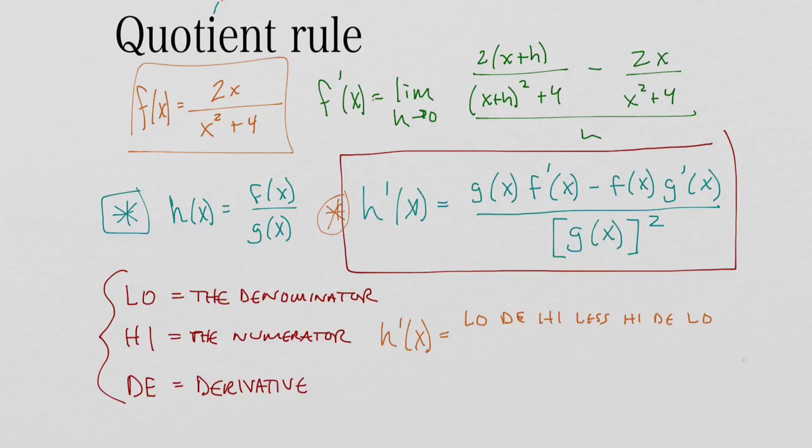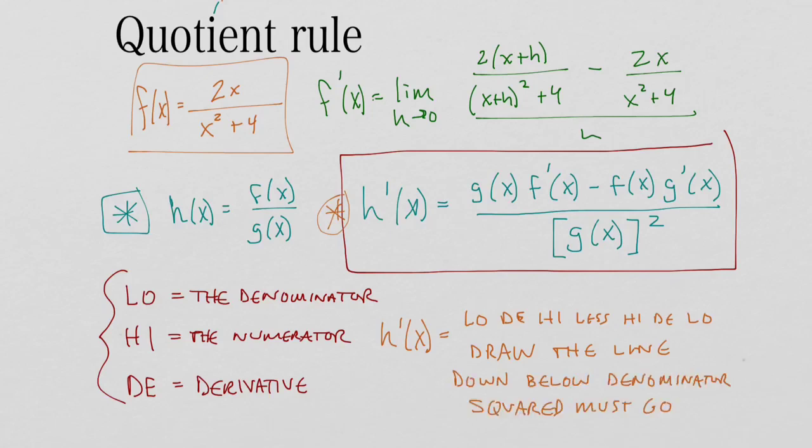And then here's stanza 2. Draw the line. Easy enough. That is referring to this massive division symbol. So we have low, D, high, less, high, D, low. Draw the line. And then here's stanza number 3. Down below, denominator squared must go. g of x is our denominator, and we've got to square it.